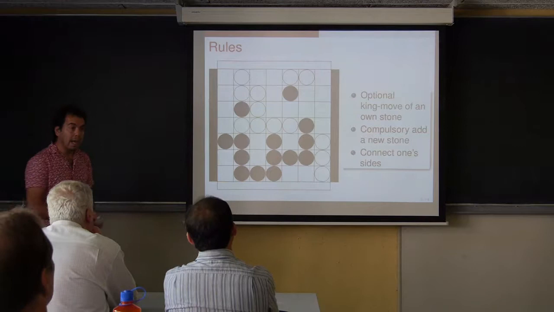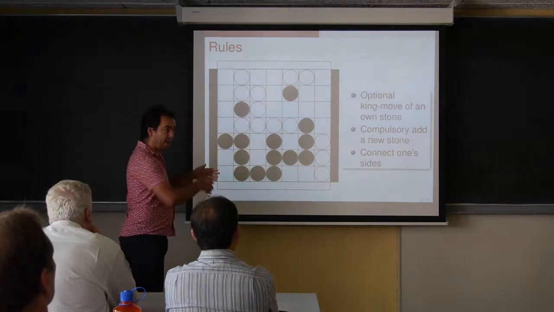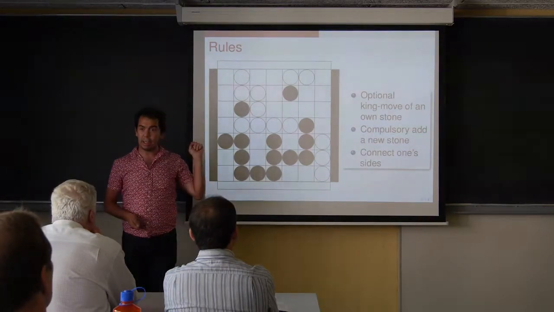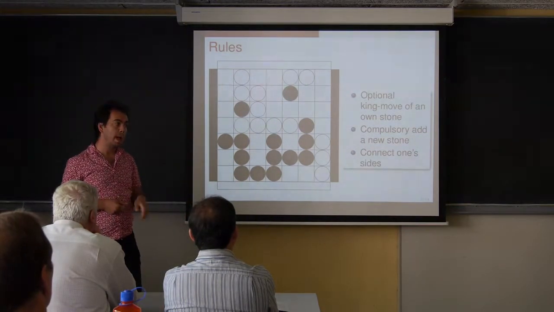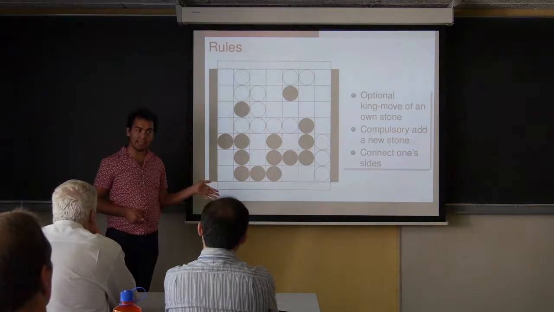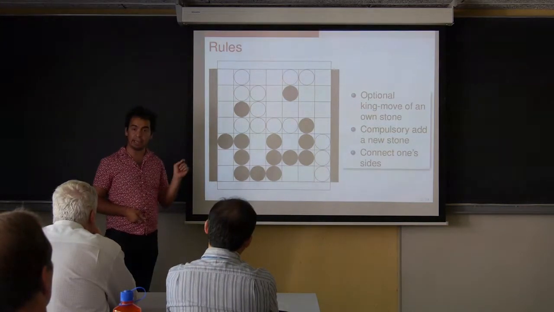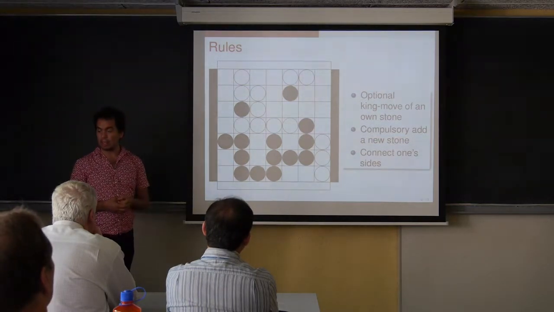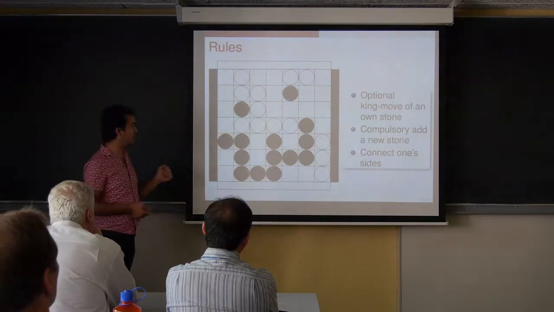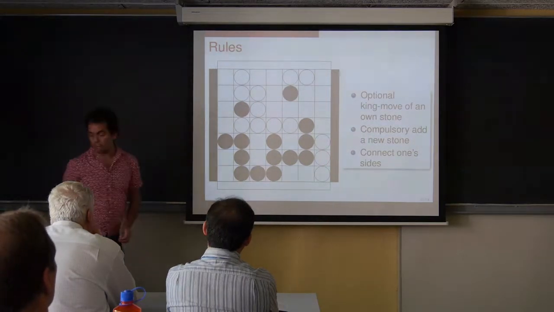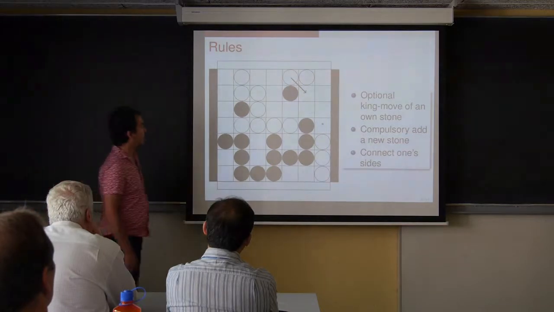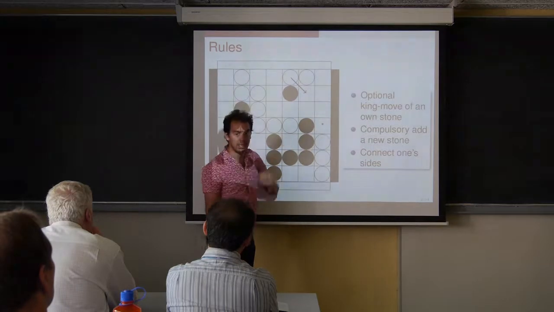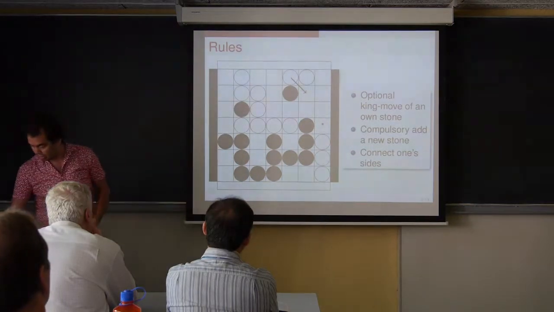So what are the rules of Slither? You have a rectangular board, pairs of sides are labeled with a color, and players take turns moving an existing piece, like a king, and adding a new piece. Initially the board is empty. So in this position, assuming it is white's turn, a possible move would be to move this stone here and add a new stone there. That's a legal move.